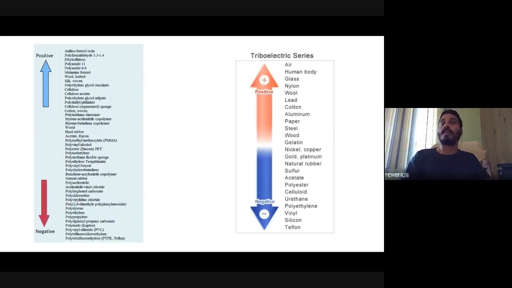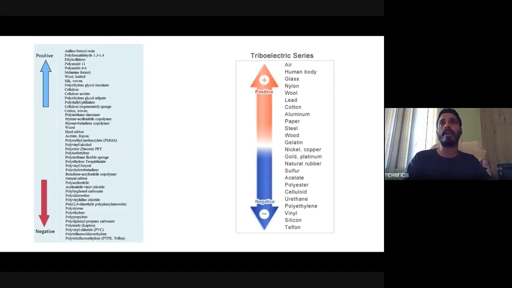And you can see in the triboelectric series, the human body tops the list, whereas plastic-based materials are at the bottom of the list. Whenever two materials are quite far apart in the series, they can quite easily charge each other.